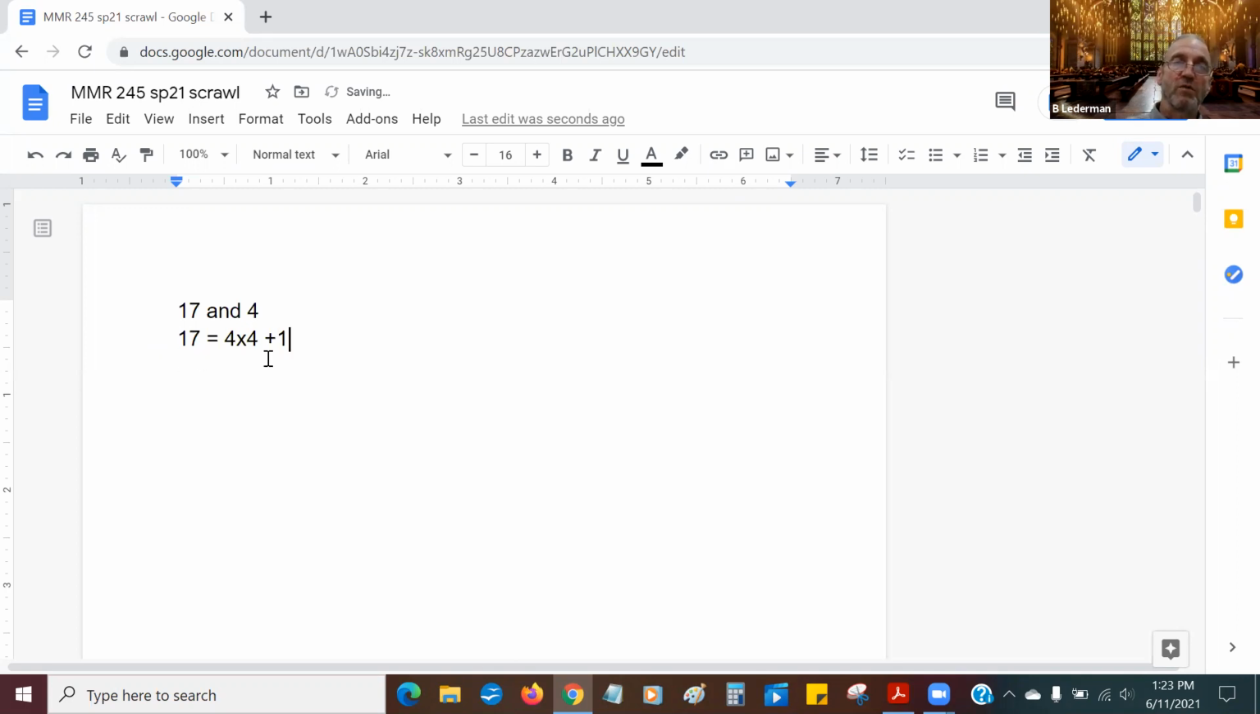So this is my quotient. So my Q equals 4 in this example, and R equals 1 in this example. Ta-da!